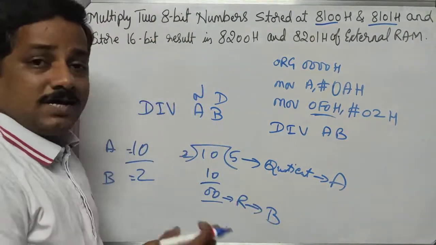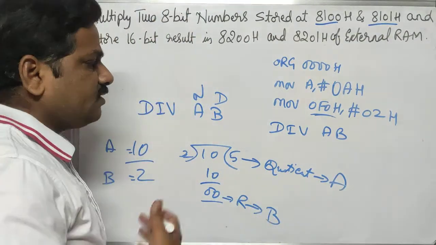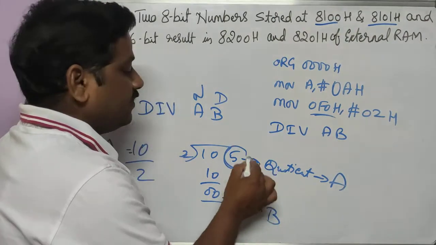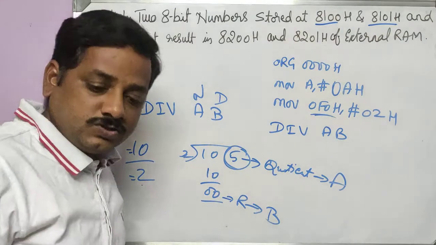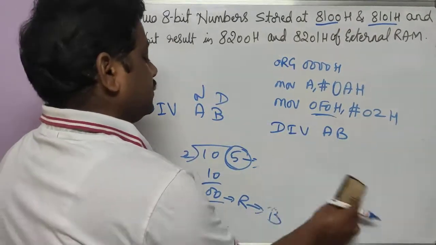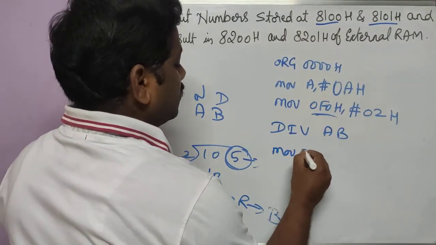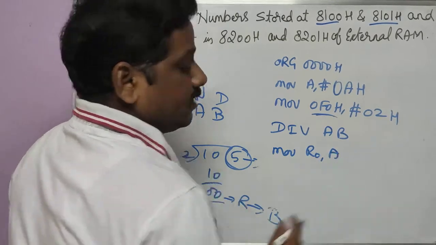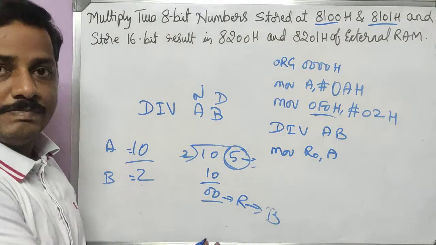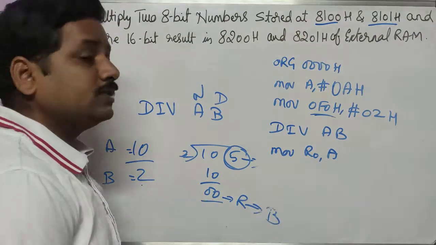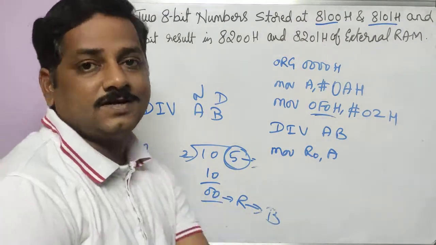So what is the answer? This is the answer for me. We can say that 10 by 2 is nothing but 5. That is the quotient. The quotient will be there in A. If you want to store it in some other register, then you can put it like this: MOV R0, A. So you get the result in R0. And the remainder is in B. That will be 0. So you should know where we have the remainder and where we have the quotient.